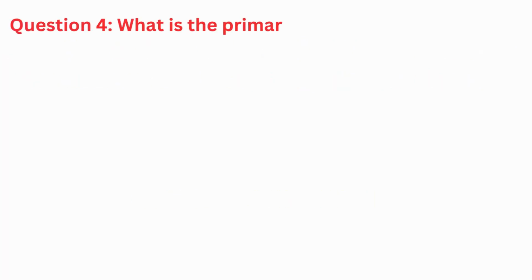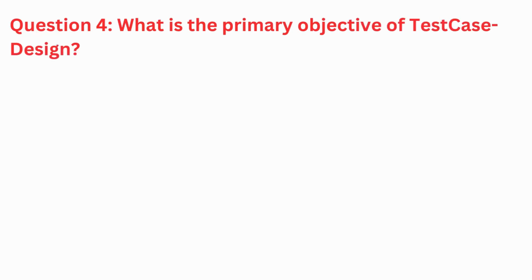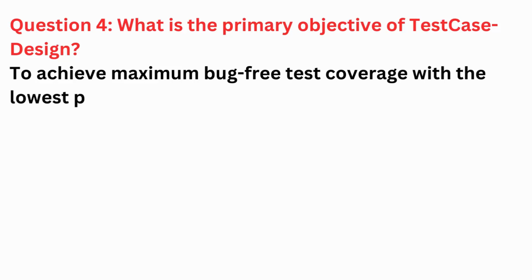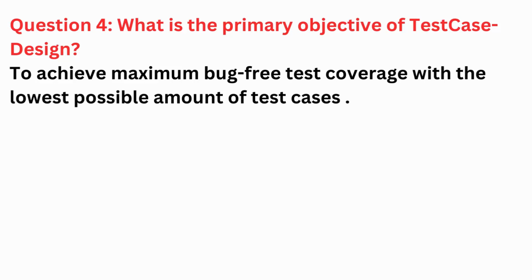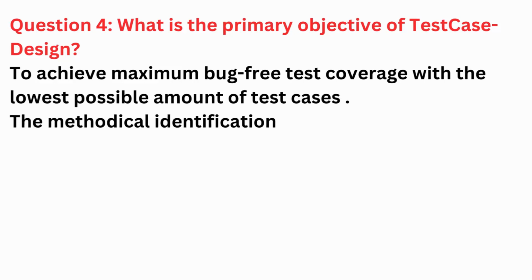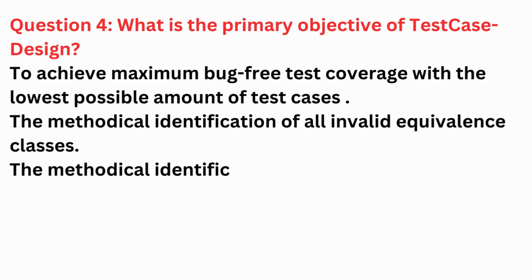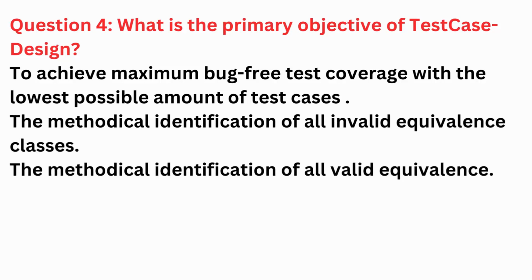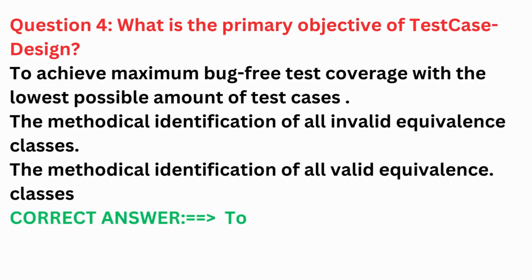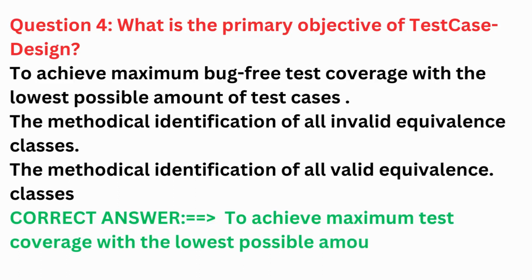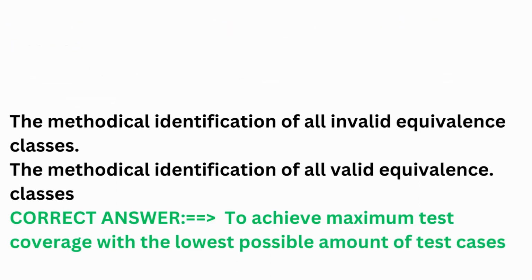Question 4. What is the primary objective of test case design? To achieve maximum bug-free test coverage with the lowest possible amount of test cases. The methodical identification of all invalid equivalence classes. The methodical identification of all valid equivalence classes. Correct answer: to achieve maximum test coverage with the lowest possible amount of test cases.